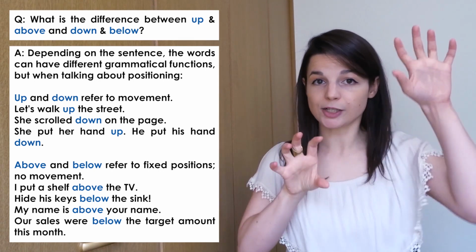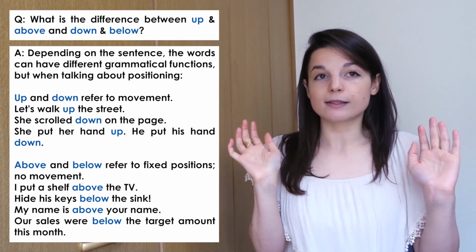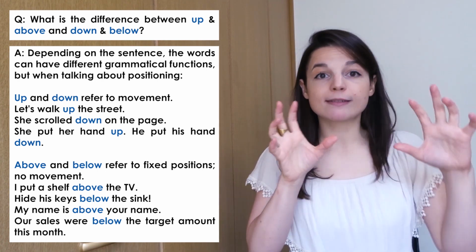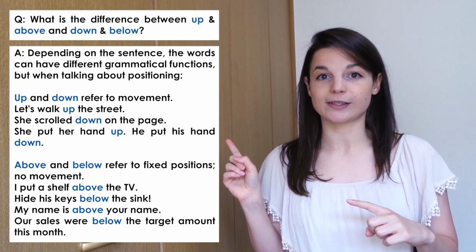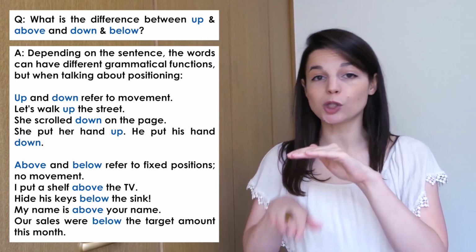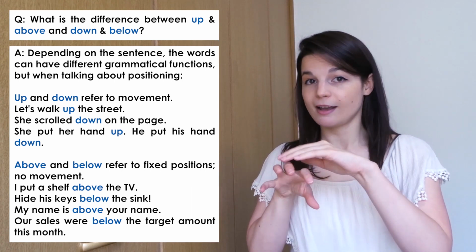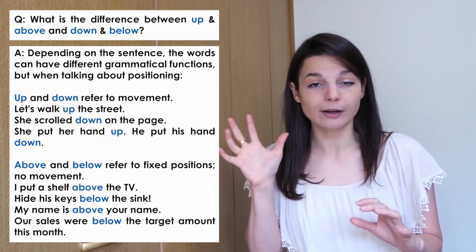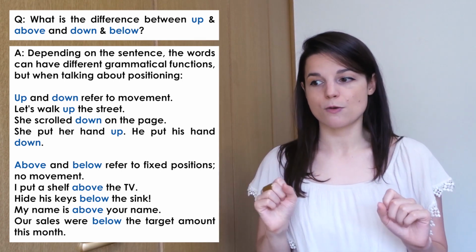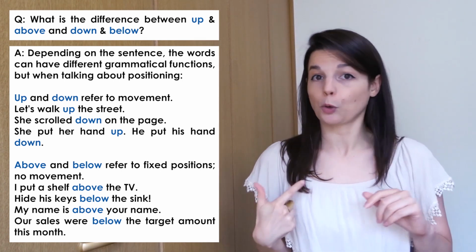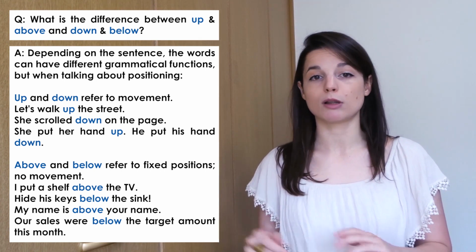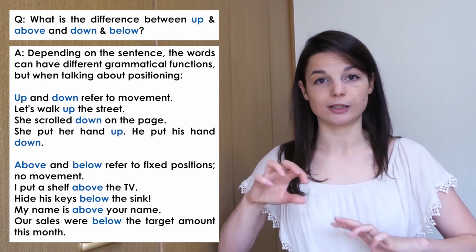It's a simple position. In some cases, like in the first three examples, the position is a physical object. In the last example sentence, however, about sales, it's a concept. So sales were below the target amount this month, but the position is still fixed. There was a target amount and sales were below that target amount. So you can use this for concepts or for physical objects. Keep that in mind. Up and down, movement. Above and below, no movement. Fixed positions. Hope that helps.